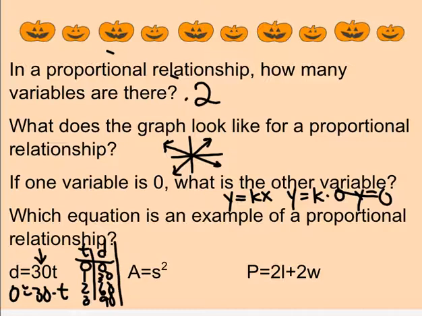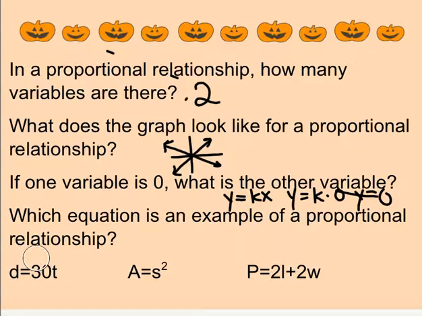And our constant, we can say, is y divided by x is 30. You see 30 divided by 1, 60 divided by 2, 90 divided by 3, 120 divided by 4. Those are all consistently 30. So we do have a proportional relationship. So we say d equals 30t. Yes, this is proportional.